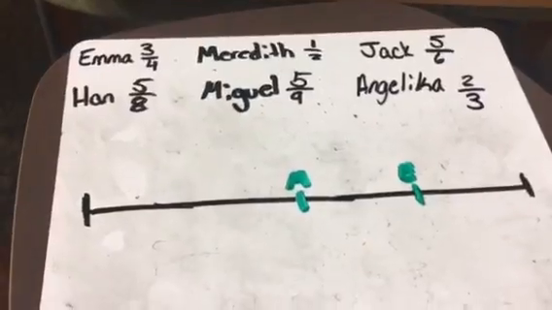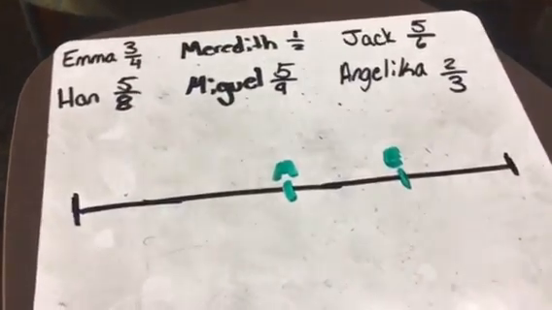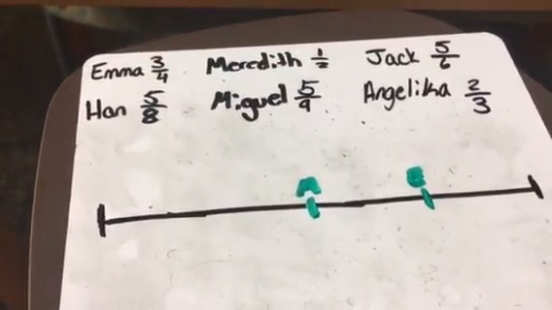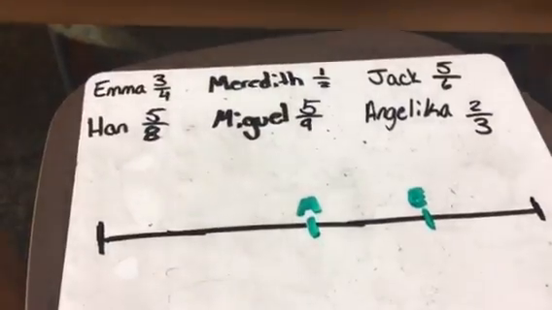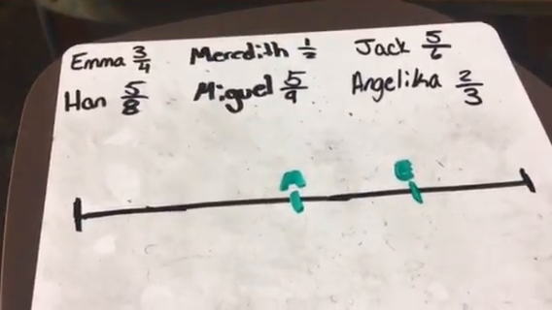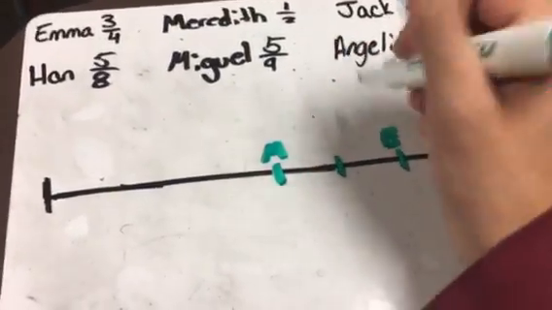The next one we could look at would be Han, who's at 5/8. And that relates to 1/2 and 3/4 because Meredith's 1/2 is the same thing as 4/8, and Emma's 3/4 is equivalent to 6/8. So we would have to put Han right in the middle at 5/8.